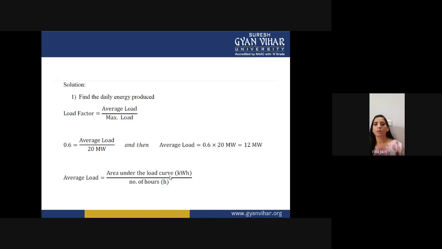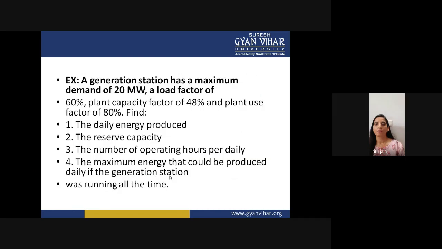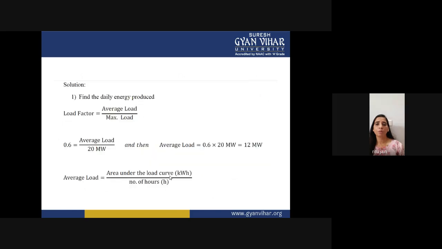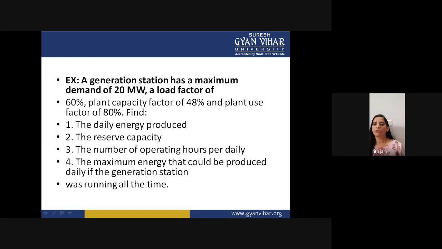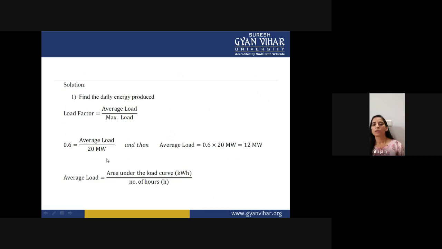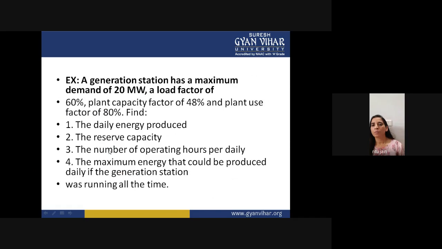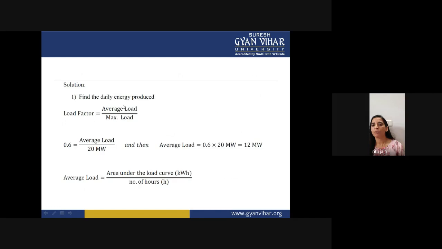For the solution, first find the daily energy produced. The load factor is given. So what is the formula of load factor? It is average load divided by maximum demand, maximum load. So first we have to calculate the average load. The load factor is 60%. So 0.6 is equal to average load divided by 20 megawatt, and 20 megawatt is the maximum demand, which is given in the question. So you can easily calculate that the average load is 12 megawatt.